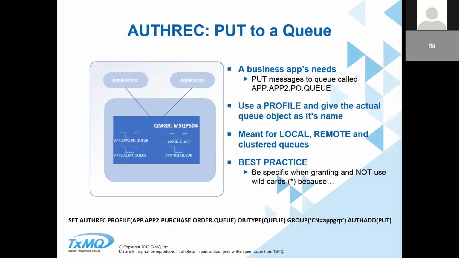Being able to put to a queue. This business app needs to be able to put to a specific queue. It's meant for local, remote, and clustered queues. Best practice, be specific when granting and do not use the wildcards. So here, again, I provide an example of the MQSC on how to do something like that.